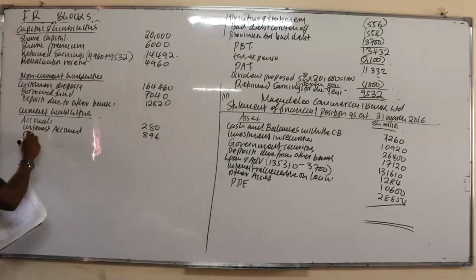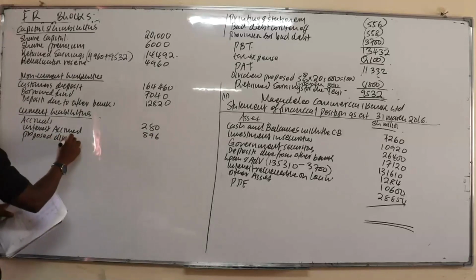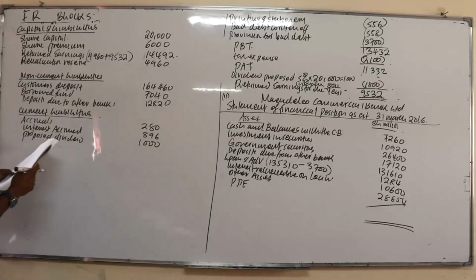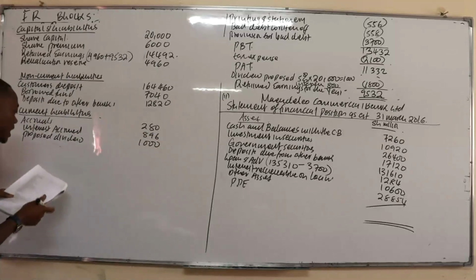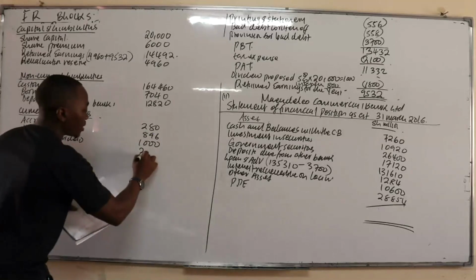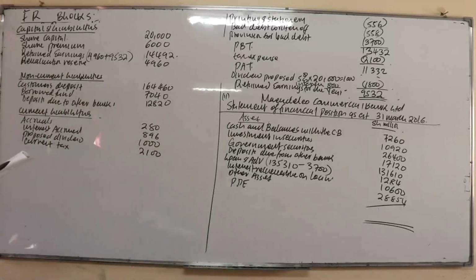Then we have proposed dividend. We have not yet paid, so therefore it becomes a liability, an amount of 1,000. Also, number two, a provision of 2.1 should be made for tax. So that's what we call the current tax, an amount of 2.1. So I don't think we have anything else. I think we have exhausted everything.